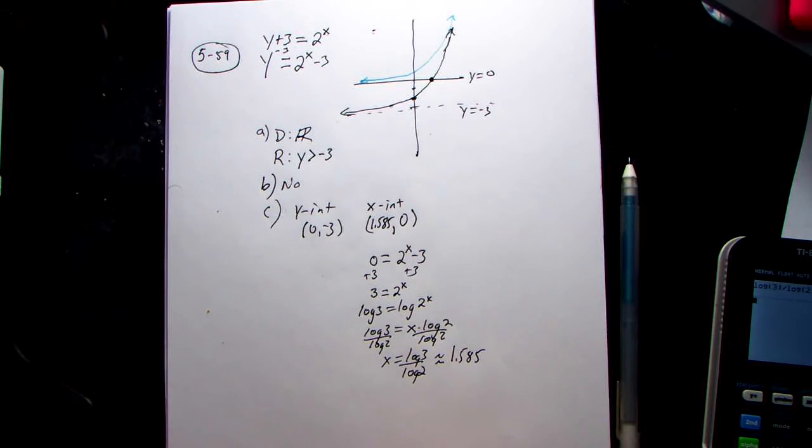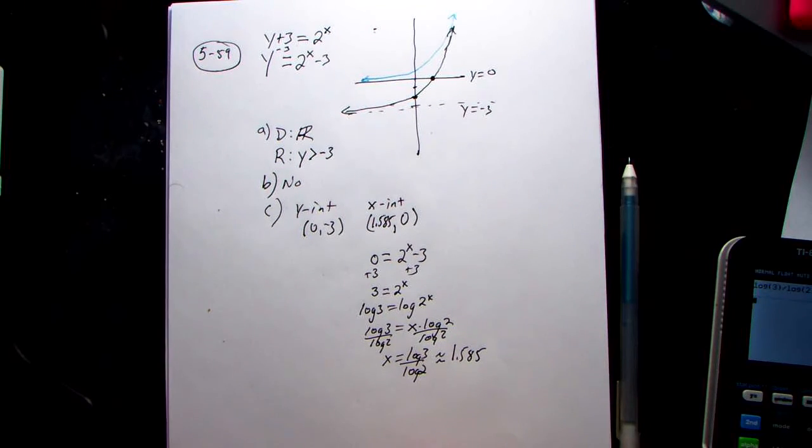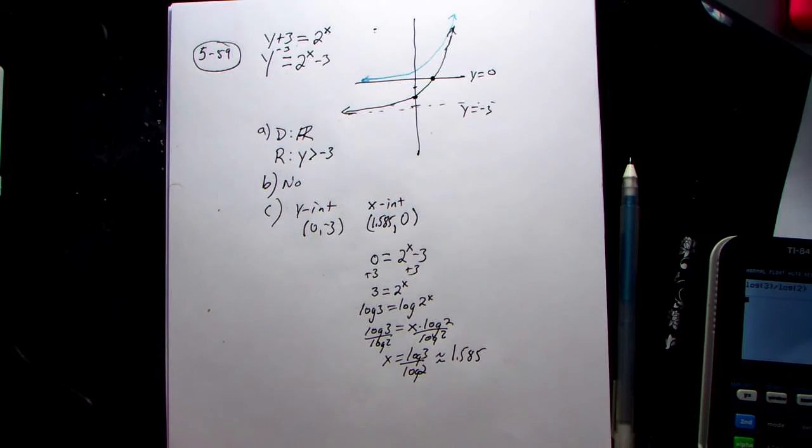D asks you to write the inverse, or actually to sketch the inverse. You don't have to write the equation for it, but sketch the inverse, and state what the domain, range, and x-intercepts are. Now, the inverse, let me try to find a different color here. There we go.